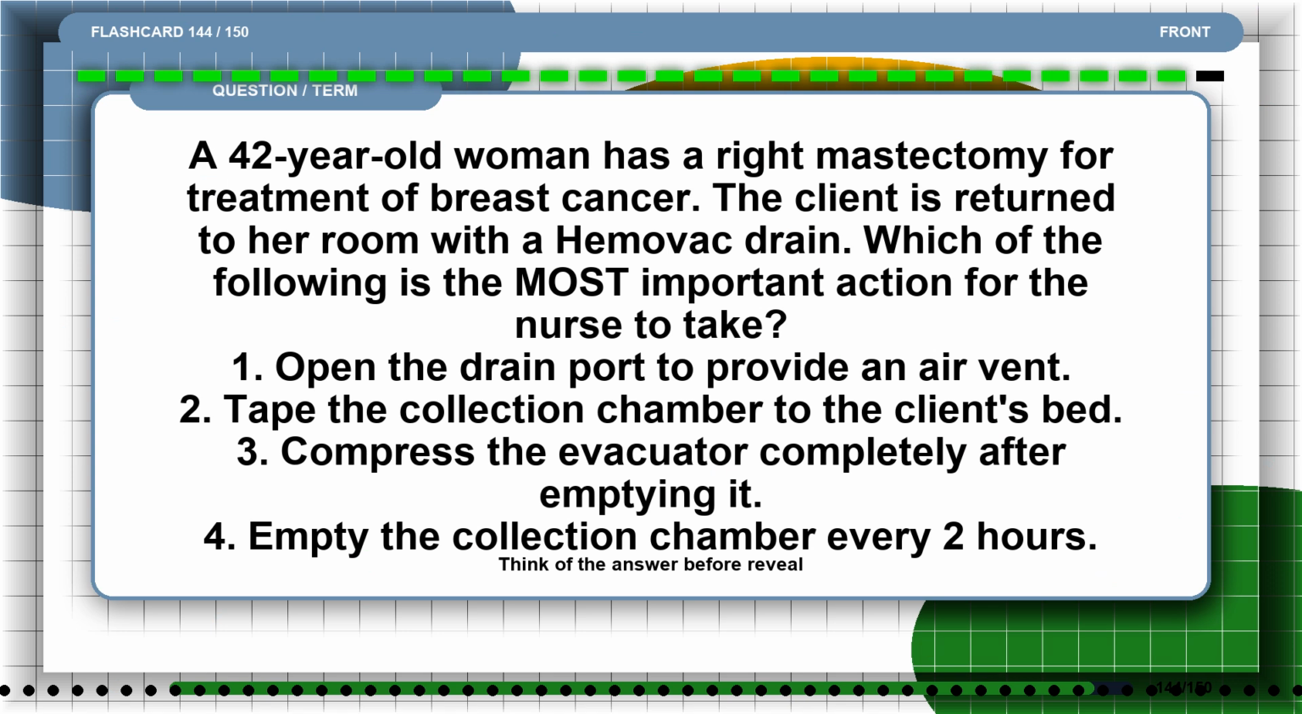Flashcard 144. A 42-year-old woman has a right mastectomy for treatment of breast cancer. The client is returned to her room with a Hemovac drain. Which of the following is the most important action for the nurse to take? 1. Open the drain port to provide an air vent. 2. Tape the collection chamber to the client's bed. 3. Compress the evacuator completely after emptying it. 4. Empty the collection chamber every 2 hours. Think of the answer before the reveal.